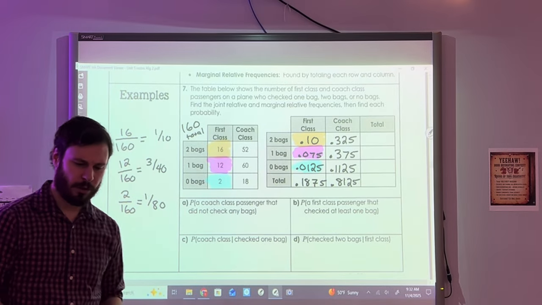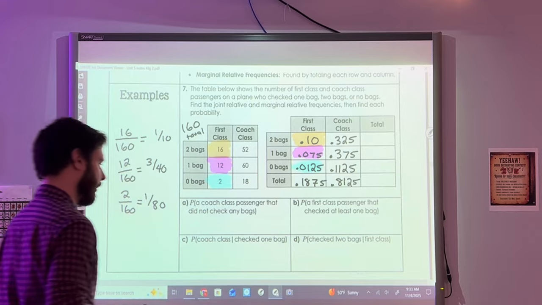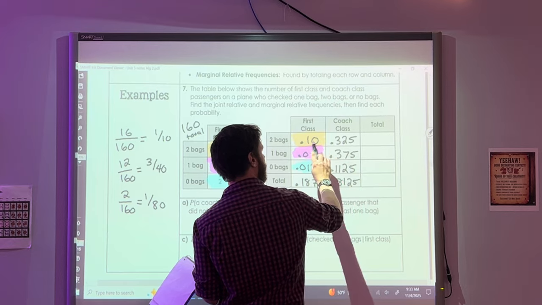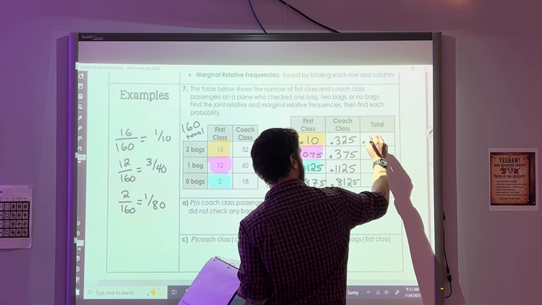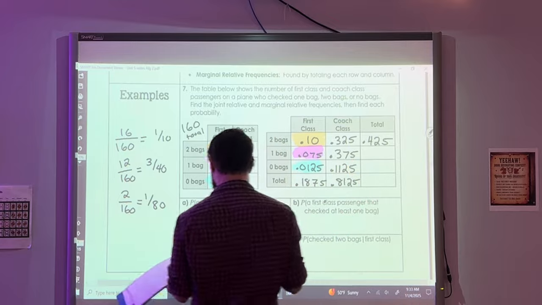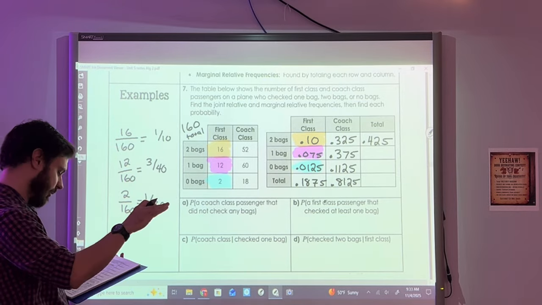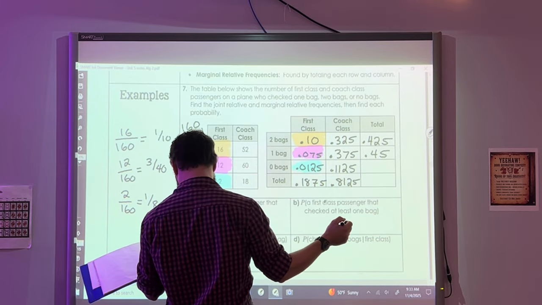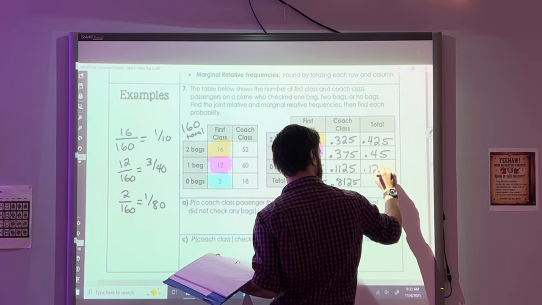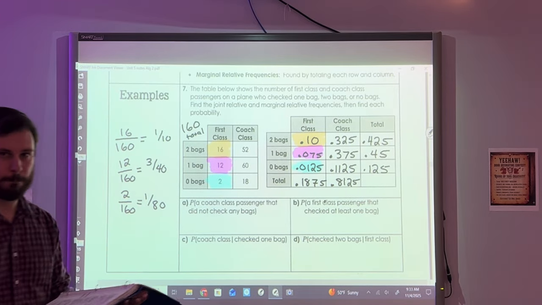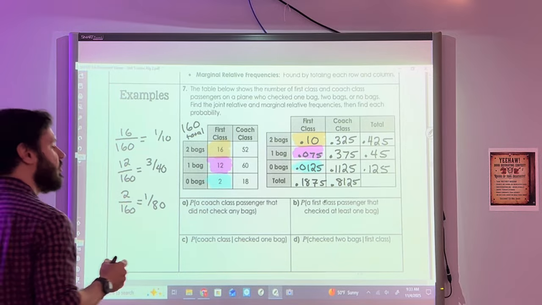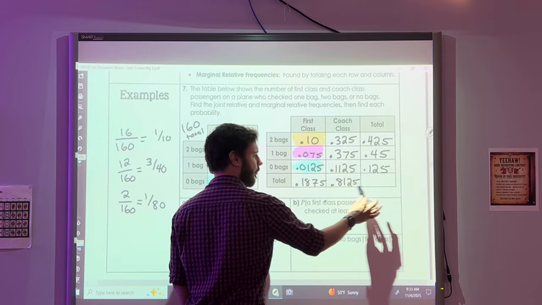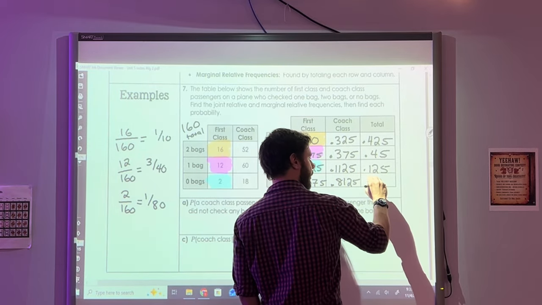So this makes sense. Now to get the other total column, we are simply adding, and I can do the first one, 2 bags. How many total people had 2 bags? This plus that, 0.425. And then we're gonna add to the right, 0.45. And then the last one to the right, 0.125. To get this final box, you can either add down or you could add right. Either way, it should always equal 1.